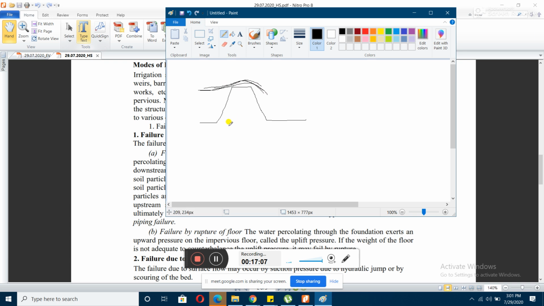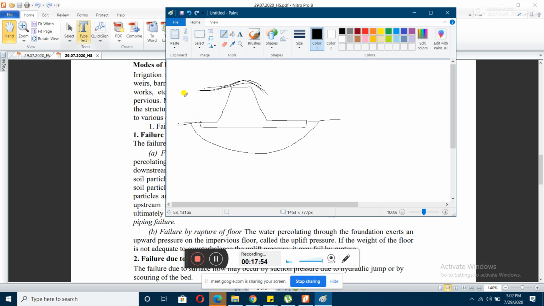And subsurface means underneath your structure. There is an impervious layer being adopted, but you cannot put an impervious layer across your whole river. It has to be restricted up to a certain length, and beyond it, where there is the starting and ending, there is no impervious layer. So water percolates from this point to this point. There is a flow like this within the soil, and this is known as subsurface flow.